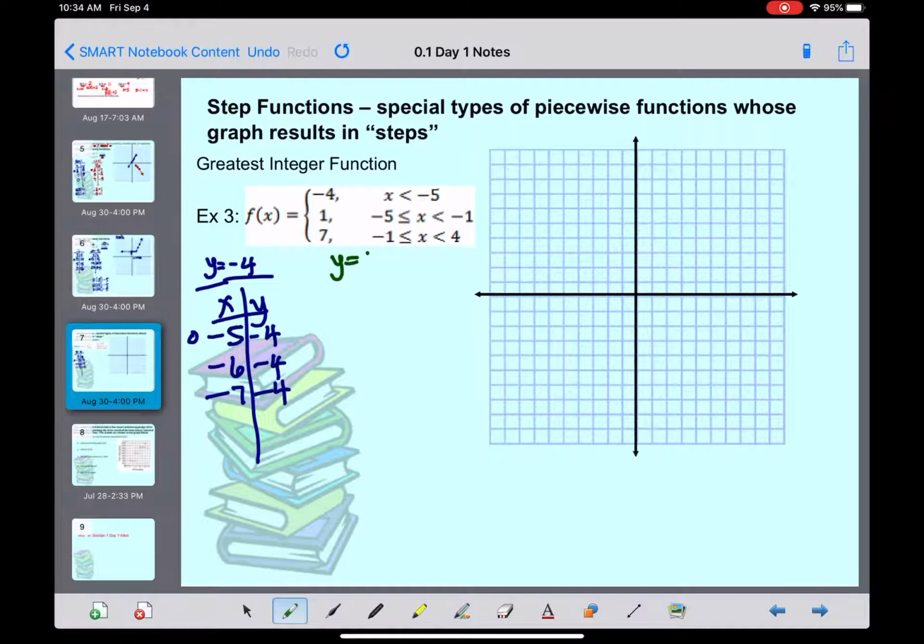Okay, now for the next line, y equals 1. So x, y, and I'm going to start at -5. I'm going to pick a value in between -5 and -1, because -1 is my other stopping point. So I'm going to pick -3. At -5, I have an equal to sign, so I'm going to have a closed circle there. At -1, I have no equal to sign, so I'm going to have an open circle there. And then my y values are all 1.